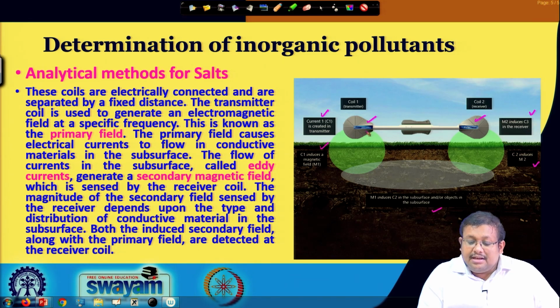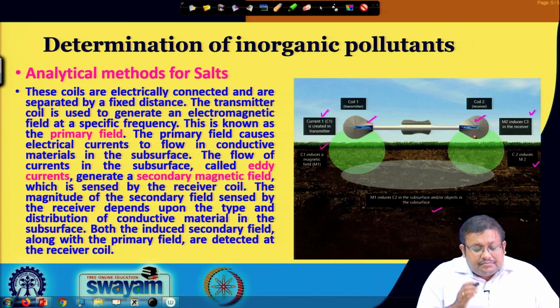So, you can see here this first coil, the transmitter coil, produces a current C1 which induces a magnetic field M1. This magnetic field induces a current called eddy current, which is denoted by C2, in the subsurface, and then C2 induces M2 in the vicinity of the receiver coil, and this M2 or secondary magnetic field produces another current, that is C3, in the receiver. So, this is how the total flow of this electromagnetic induction goes on.